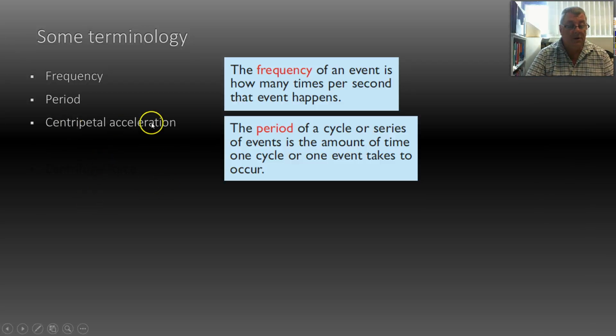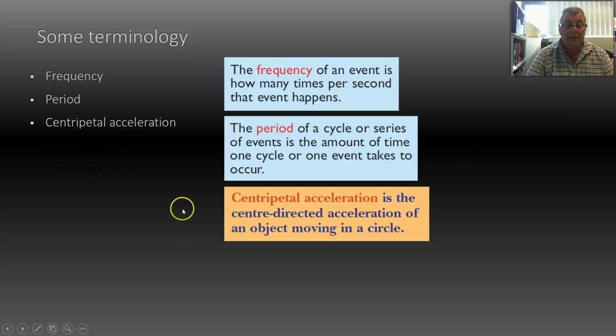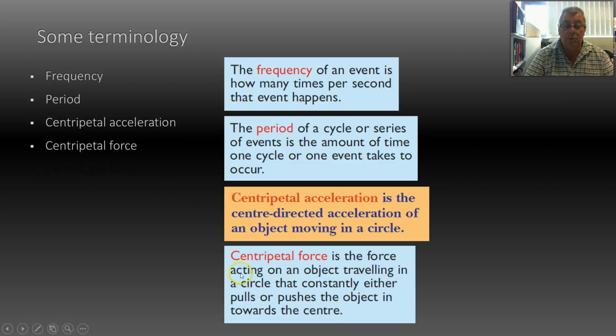The centripetal acceleration we've just talked about. It's the center directed acceleration of an object moving in a circle. And the centripetal force is of course the force that's causing that object to move in a circular motion. And it can be a pull or a push.